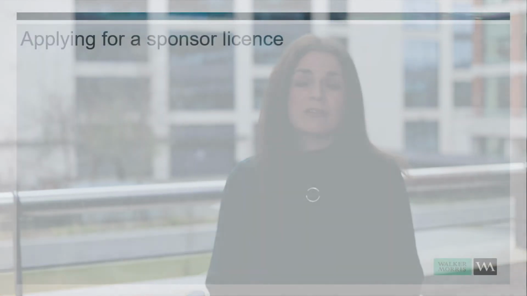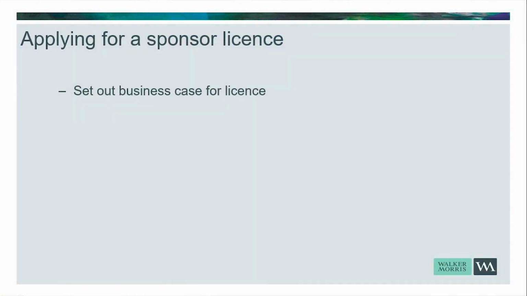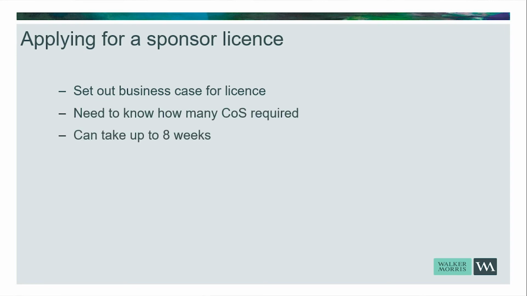When you are applying, you need to set out your business case for the licence in the application, and there's a very detailed list of information and evidence that's required in support of it. I'll come on to talk about the particular types of visas that you do need to have, but you have to have these in mind when you apply for the licence, because you'll need to know how many certificate of sponsorships you'll require. And as you'll remember from just a moment ago, you need the certificate of sponsorship to sponsor the migrant worker.